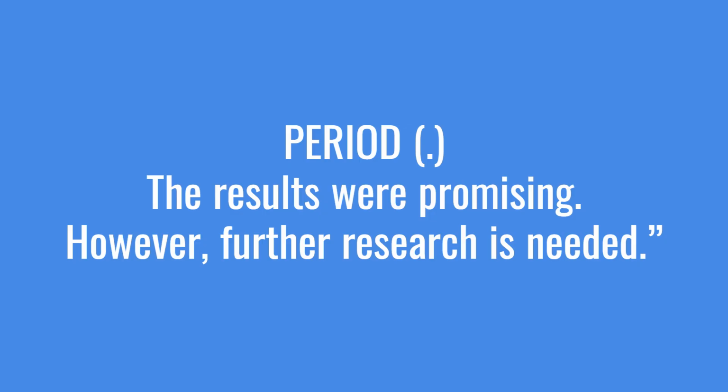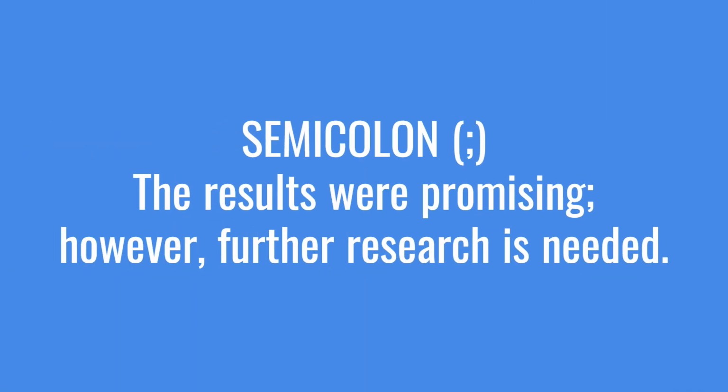Now, one note about punctuation. You can use a period or a semicolon before however to connect 2 independent sentences. With a period, you start a new sentence, and you use however with a capital H. With a semicolon, you keep both ideas in the same sentence and then write however with a lowercase h. In both cases, you need to include a comma after however.